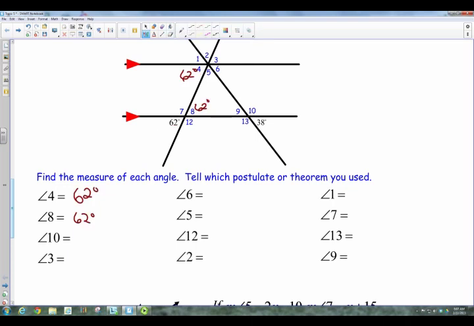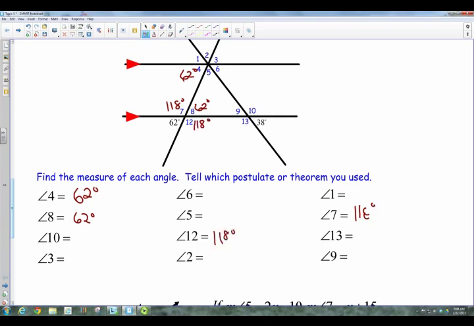Okay, how about 7 and 8? Well, 7 and 8 form a straight line or a linear pair, so if you do 180 minus 62, you're going to get 118 degrees, so angle 7 is 118 degrees. Okay, then if you take angle 7 and angle 12, they're vertical, so angle 12 is 118 degrees.